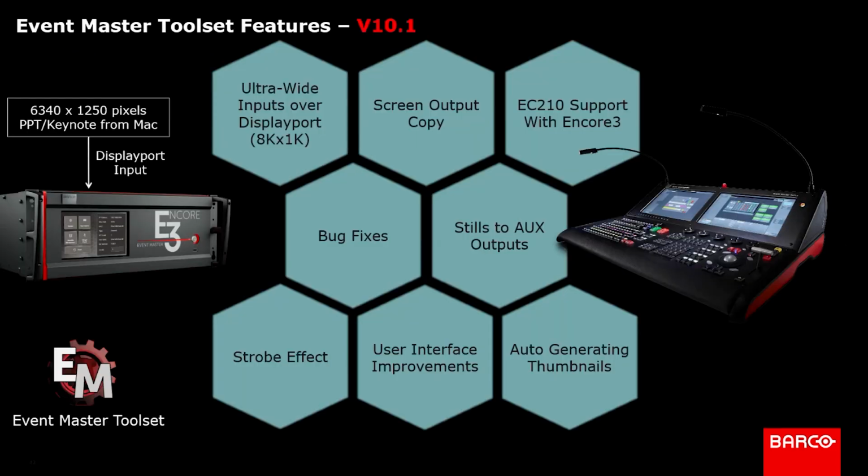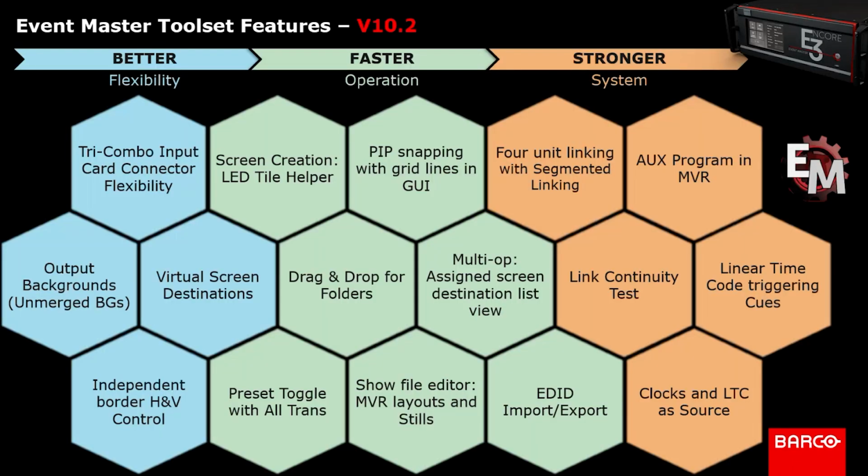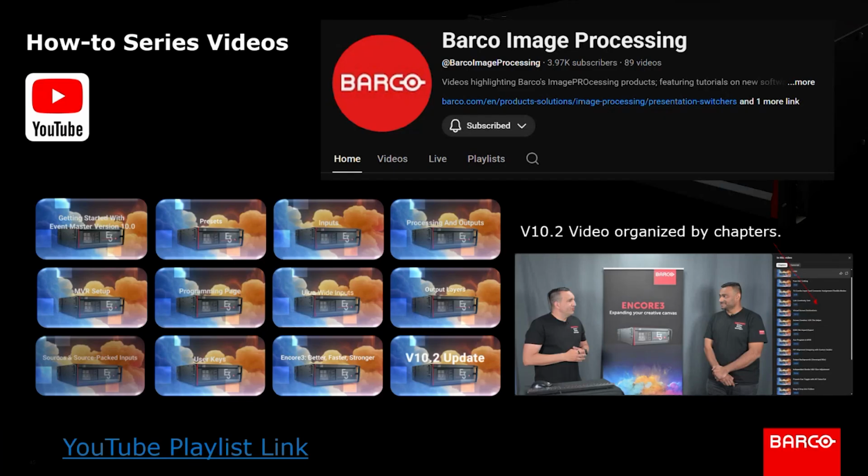So let's talk about the upgrade for 10.1. It brought in ultra wide input, screen output copy, EC210 support, stills to aux outputs, auto generating thumbnails. By the way, that auto generating thumbnails is super cool. When we talk about version 10.2, we had 16 new features that we launched that we think are extremely awesome, like the aux program and multi-viewer, the screen creation tile helper, the output backgrounds. So just like your layers, not only can we unmerge the layers, we can actually unmerge backgrounds as well. Additionally, we have virtual screen destinations, independent border HMV control, preset toggle with all trans.